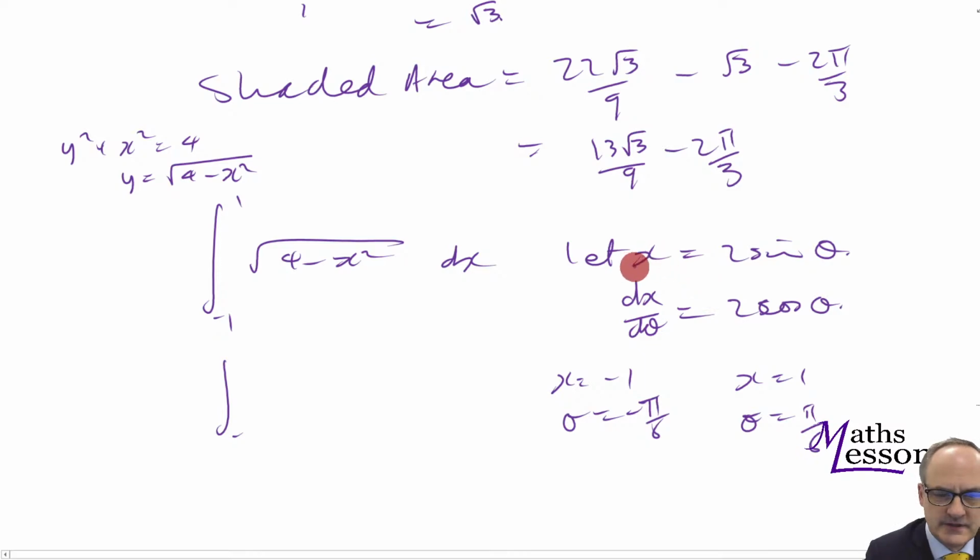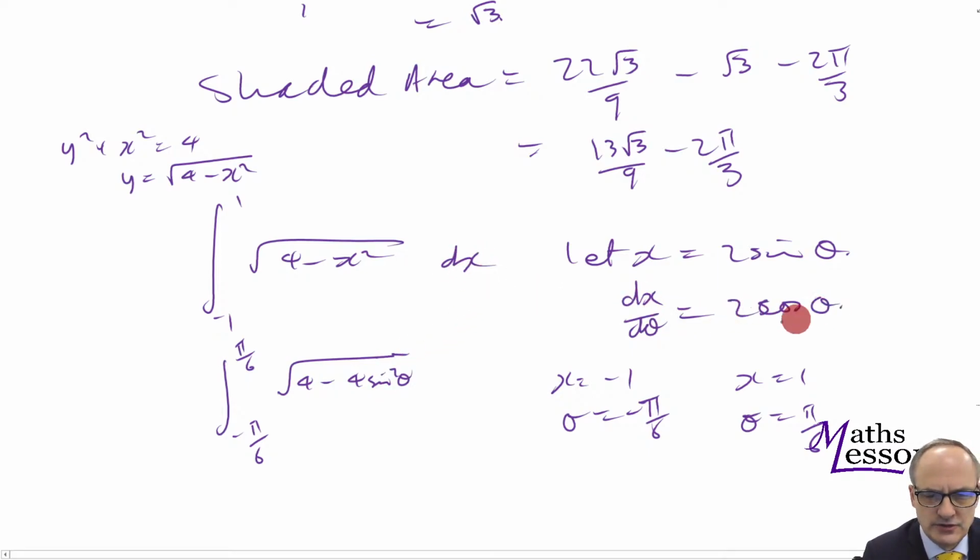So if you make x equal to 1, divide by 2 is a half, inverse sine of a half gives me pi by 6. And similarly for minus 1, you'll get minus pi by 6. So we're going to integrate from minus pi by 6 to pi by 6. And we substitute in our x, we get root 4 minus 4 sine squared theta. So the dx will be equal to 2 cos theta d theta. And now I've changed all my variables.